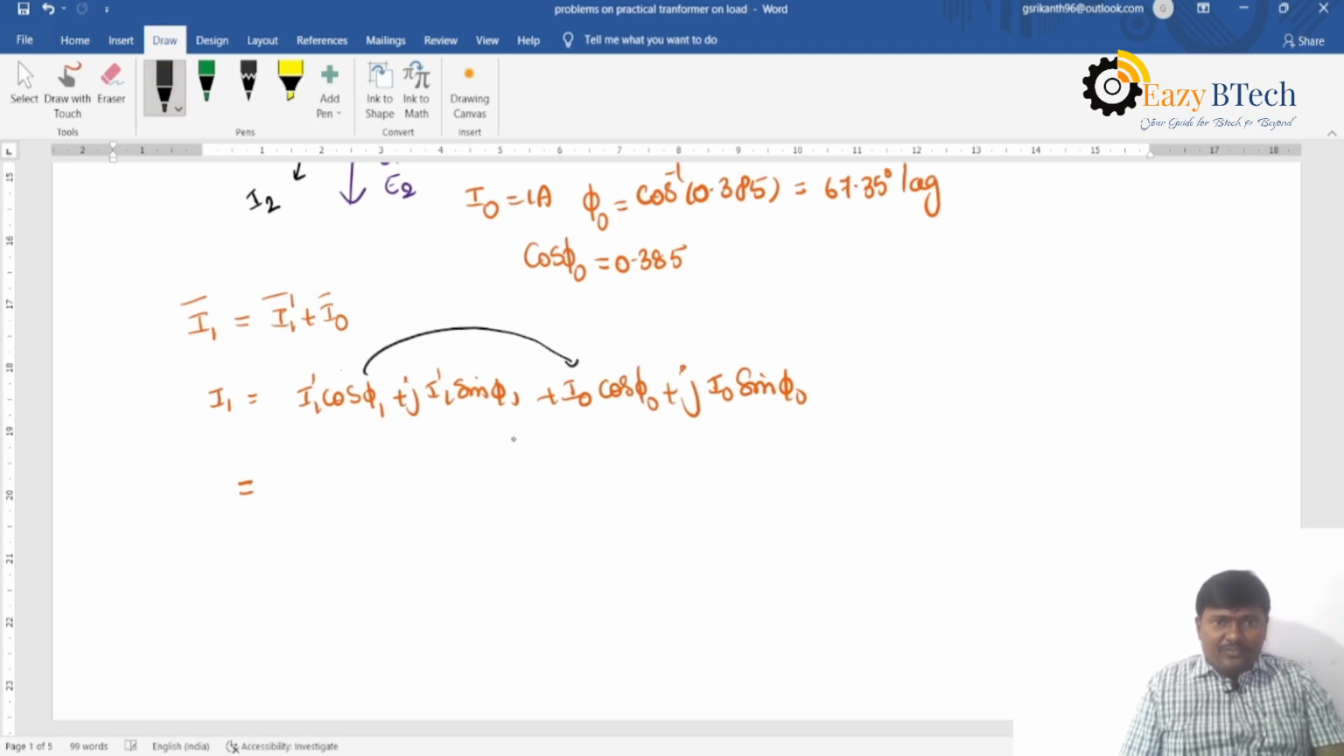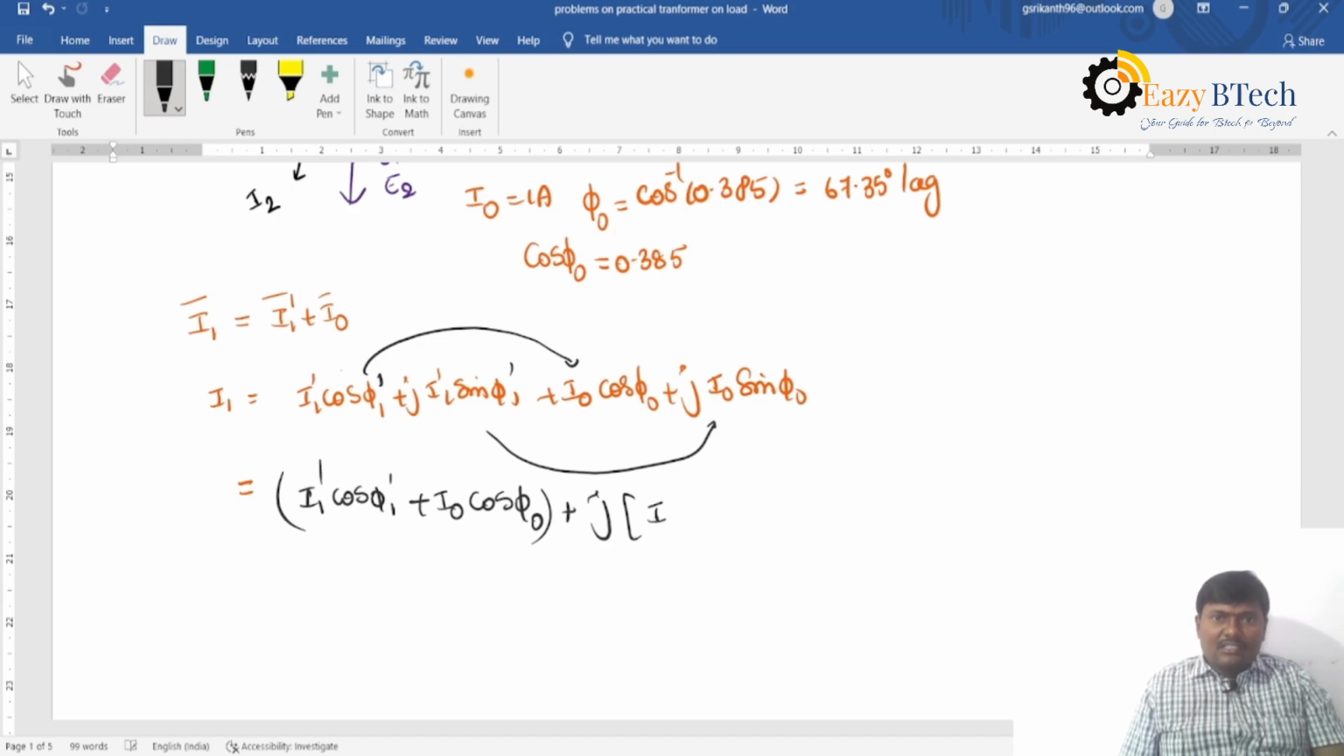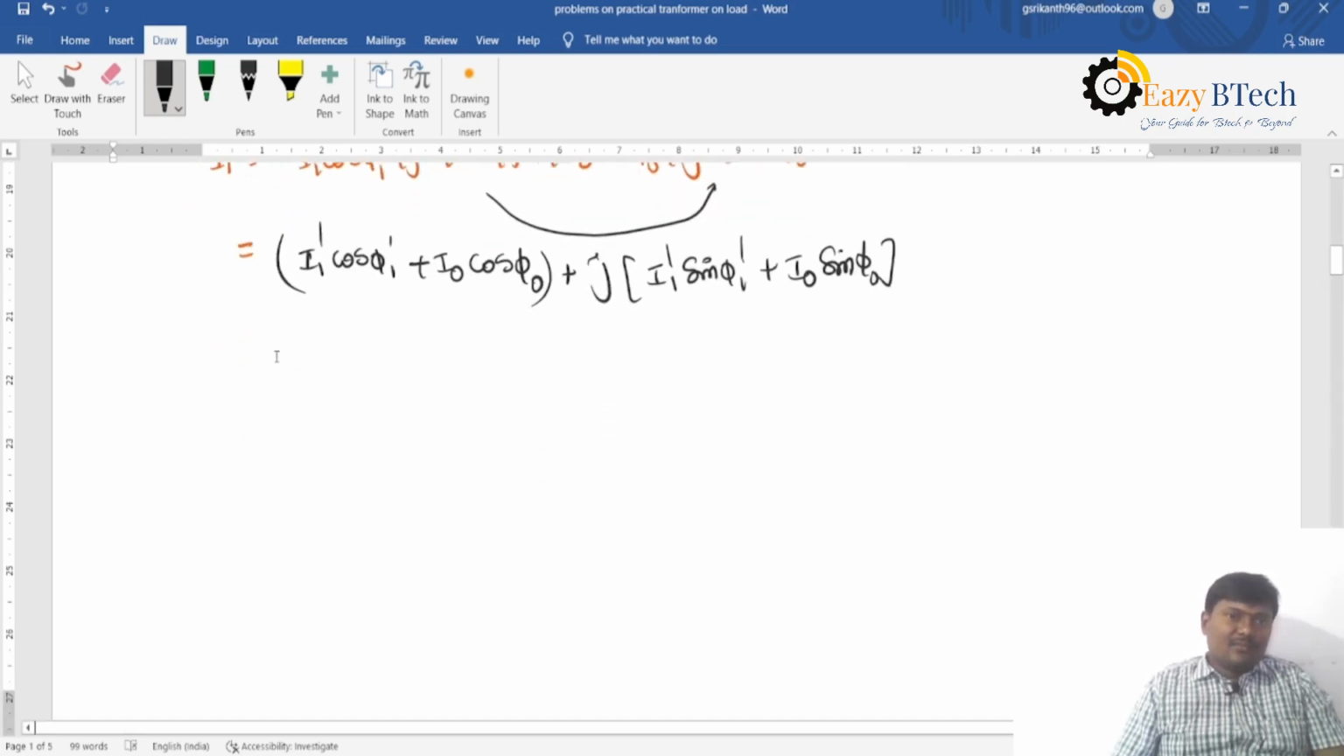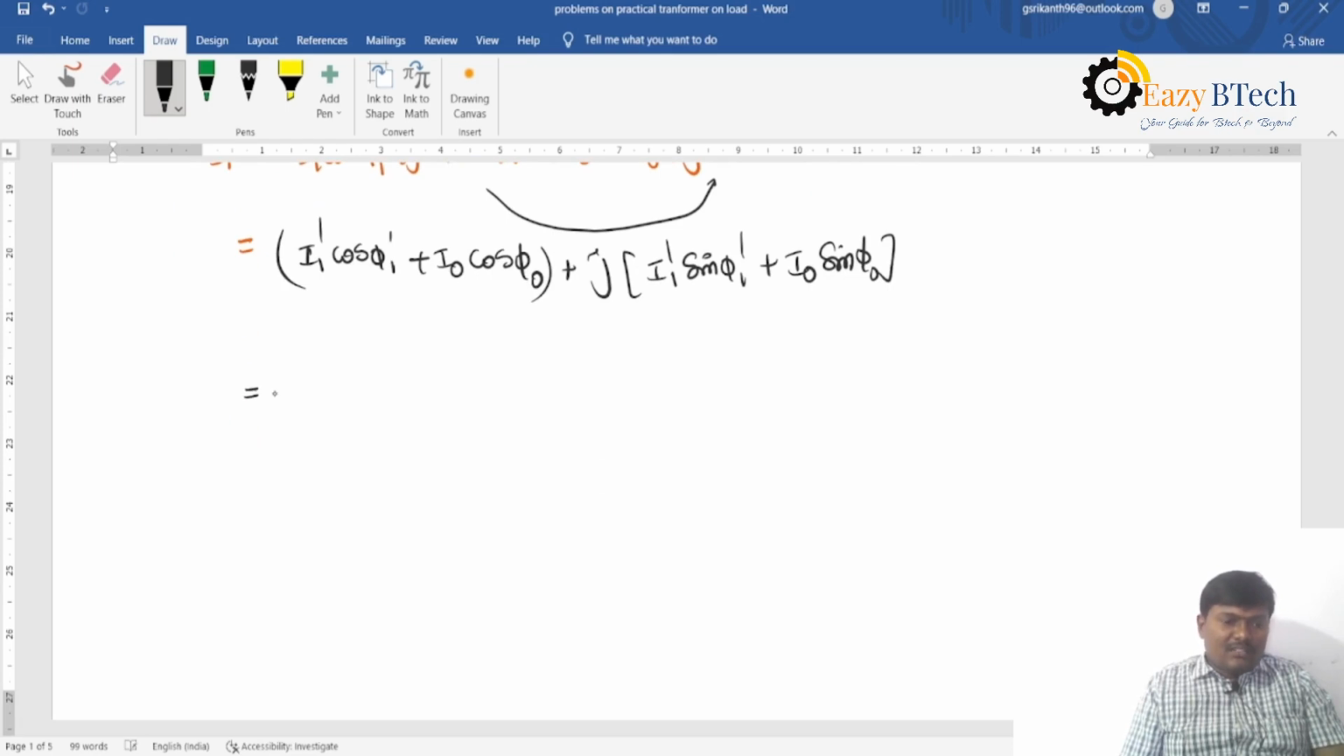So these two and these two are also added, imaginary components. So I1 dash cos phi 1 dash, this is phi 1 dash only, plus I0 cos phi 0 plus j, you should take it as a common, then I1 dash sin phi 1 dash plus I0 sin phi 0. So what is I1 dash?